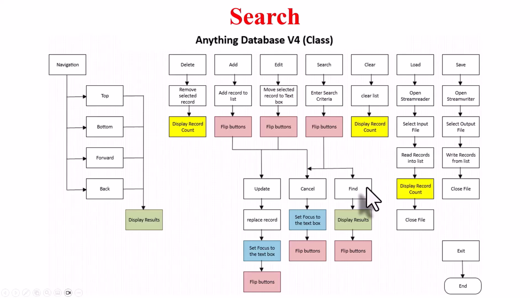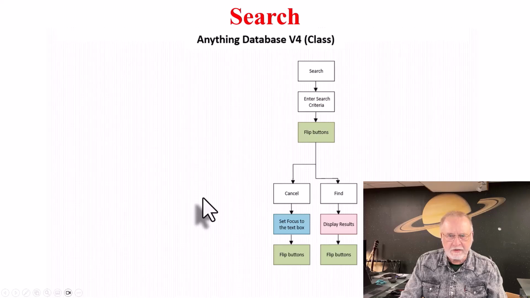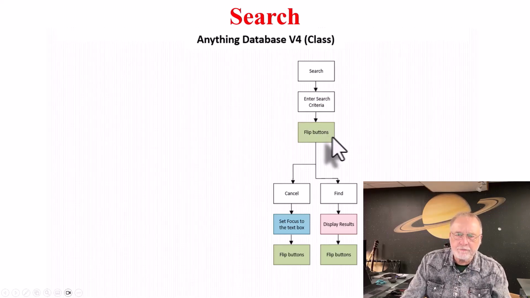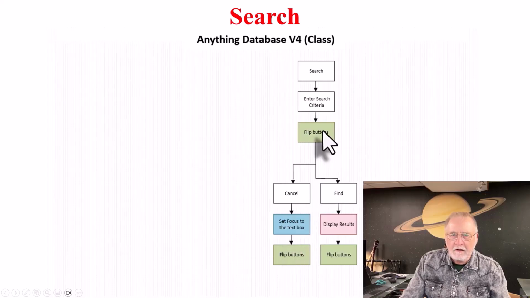There's find, sitting over here. So let's take a look at this and break it down a little bit smaller. It looks kind of like this. Our search button, we're going to enter the search criteria. We're going to flip our buttons. And if we don't want to do the search, we'll do a cancel, which is going to set us back to where we were before. Cancel works pretty straightforward.